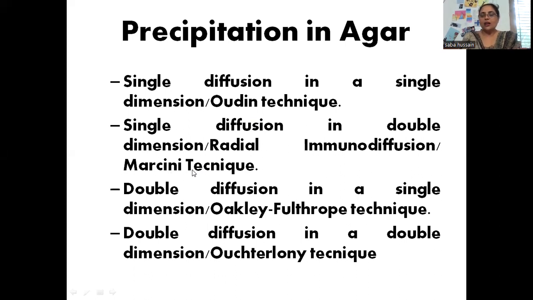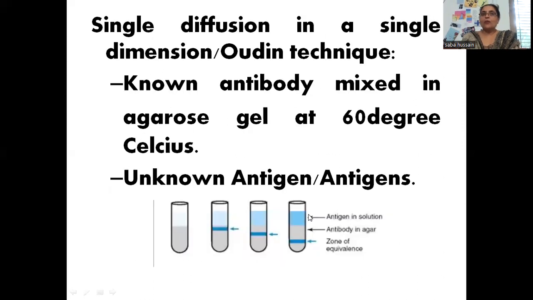Students who are sitting for different kinds of exams should remember the different names. It can be called by different names. And double diffusion in a single dimension is also called the Oakley-Fulthorpe technique, while double diffusion in a double dimension is called the Ouchterlony technique. All this we are studying in detail. First one is single diffusion in a single dimension, which is called the Oudin technique.